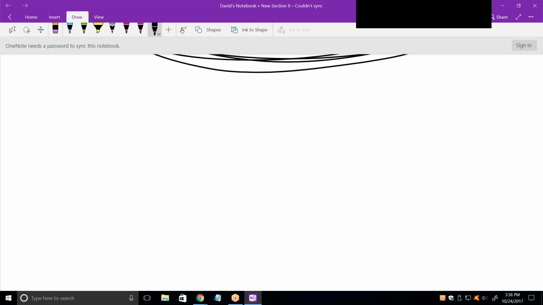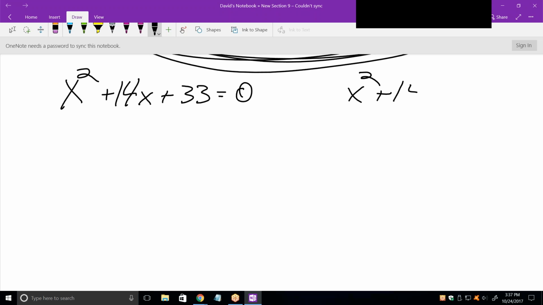So it says solve the quadratic below twice, once by factoring and using the zero product property, and once by completing the square. Okay. So the equation is x squared plus 14x plus 33 equals 0. This is because we're going to do it in two different manners. Okay. Solve it by factoring.